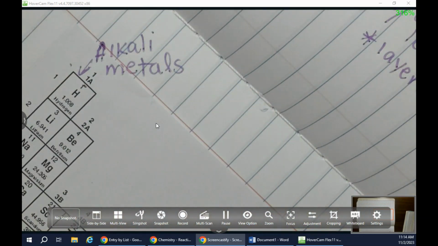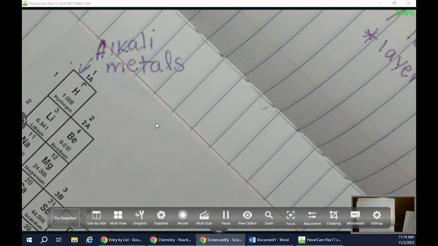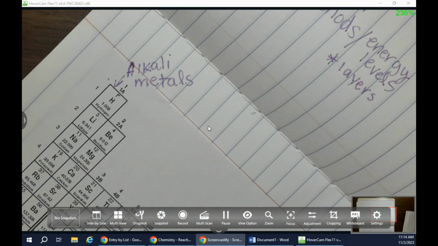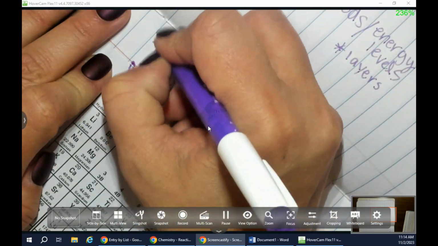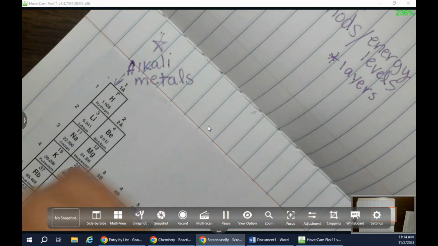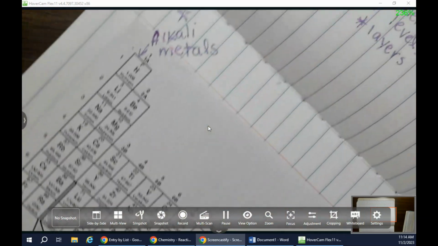All right. So our alkali metals, these are our most reactive group on that side of the periodic table, right? Group 1s. So earlier I had them just put a little star up here and a star down here to remind them that this is reactive, very reactive, okay?